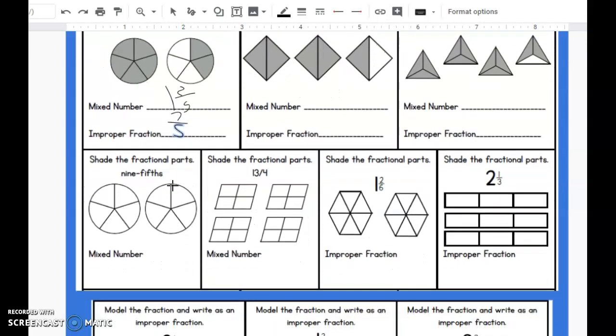Let's do the next one down here. It says shade the fraction parts 9/5. So first I'm going to shade in, each whole is cut into fifths, so I'm going to shade in 9 of them. So I'm going to put an X in 9 of them.